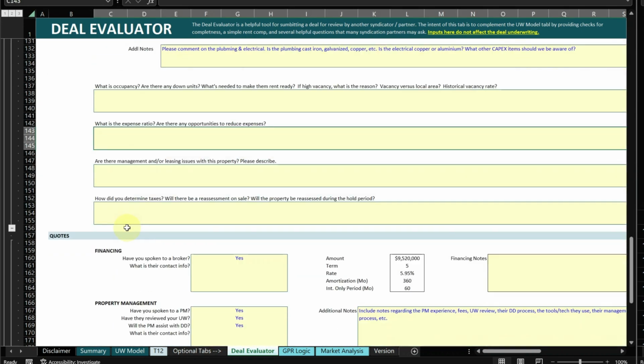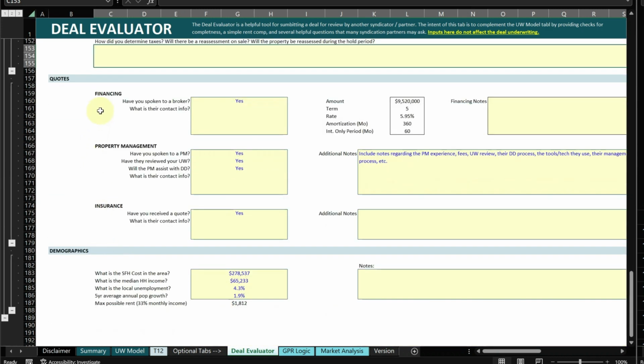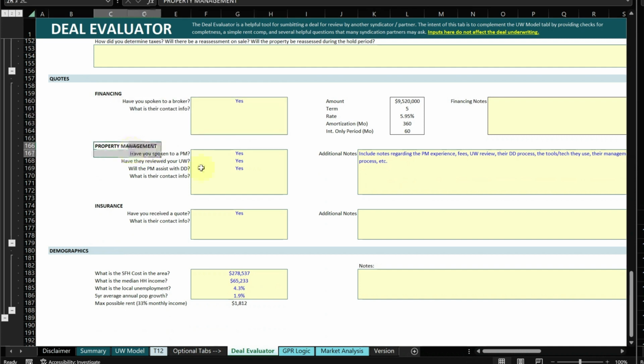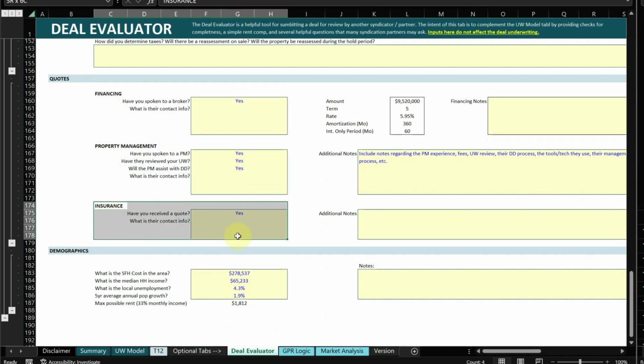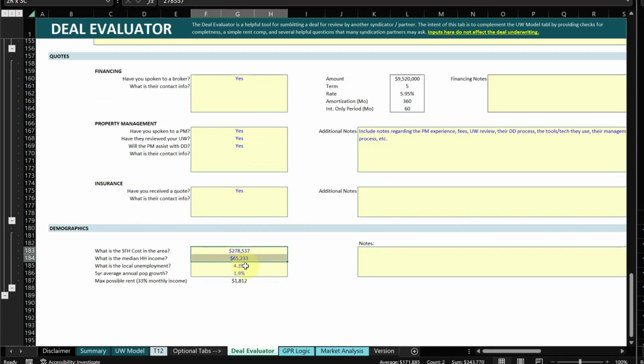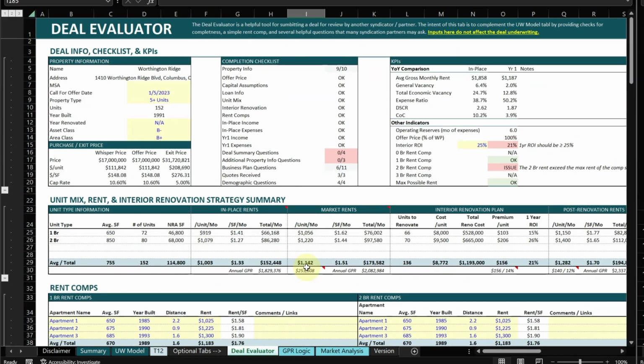Expense ratio information: how do you determine your taxes? And then, have you gotten a financing quote? Have you gotten a property management quote and insurance? And then really high-level demographic data that we tend to look at. So it's just one additional step to think through the underwriting and make sure it's complete.